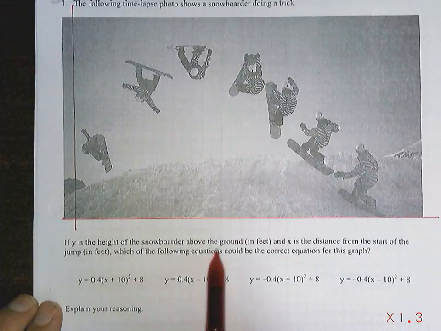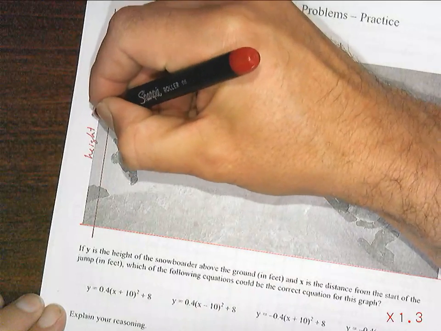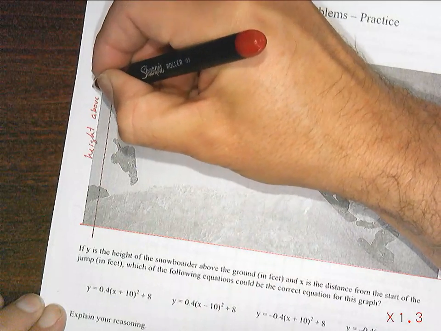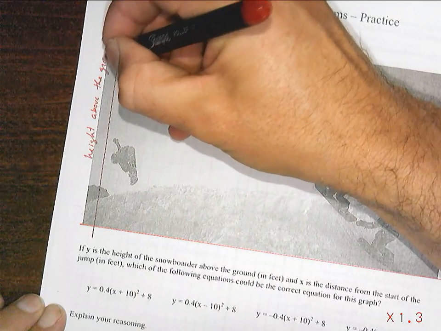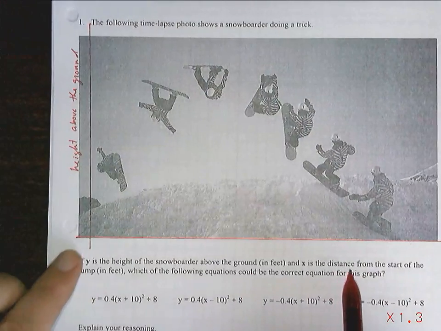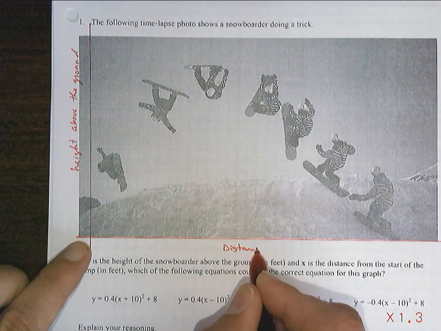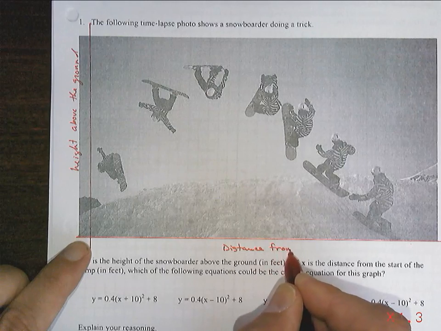Let's see what they have to say here. The height of the snowboarder above the ground. So this is the height above the ground. And what do we have out here? This is the distance from the start of the trick. So distance from start.